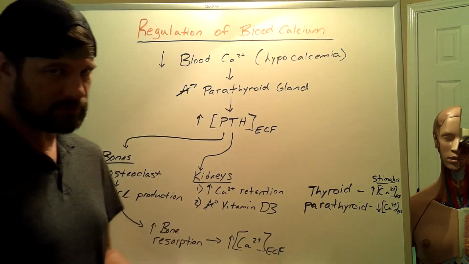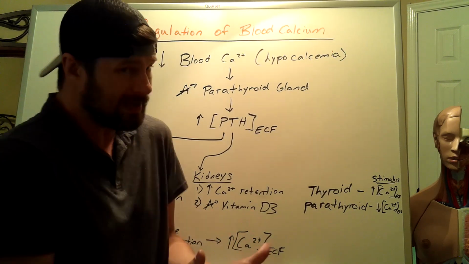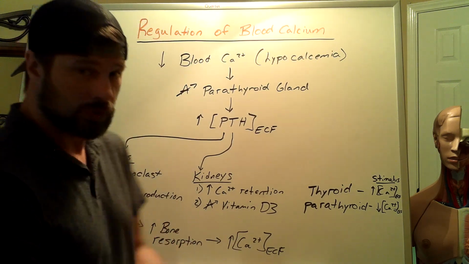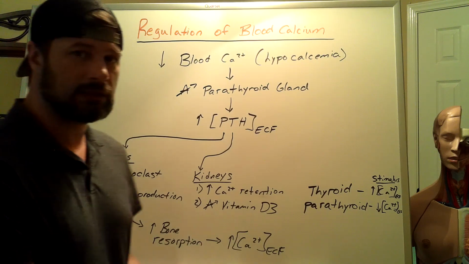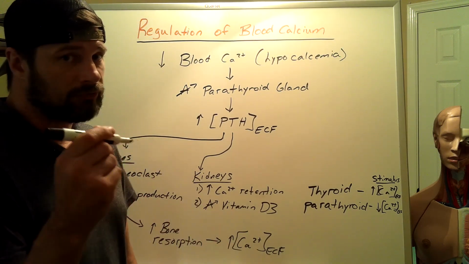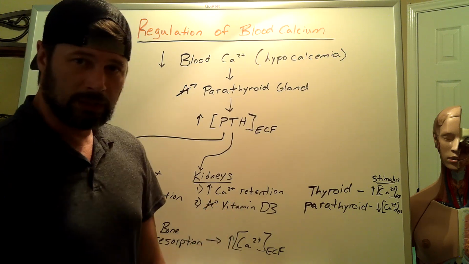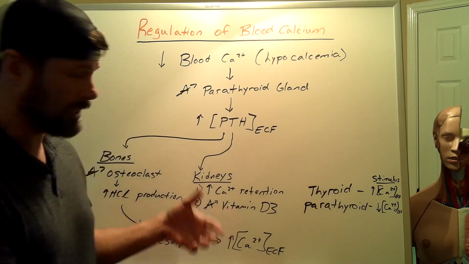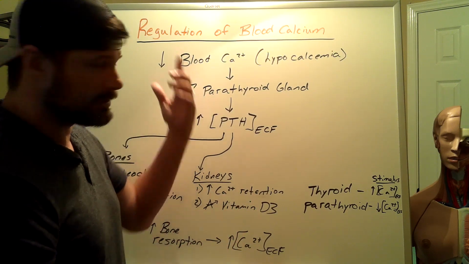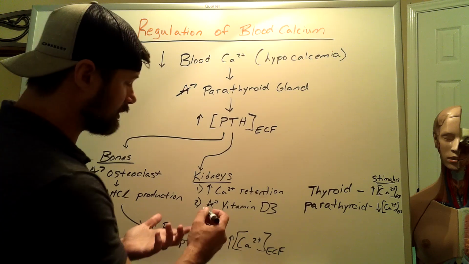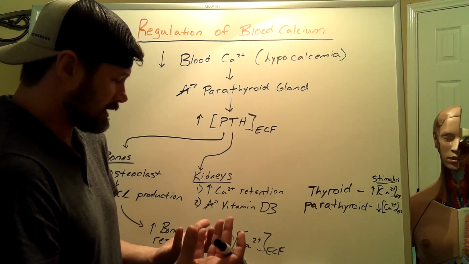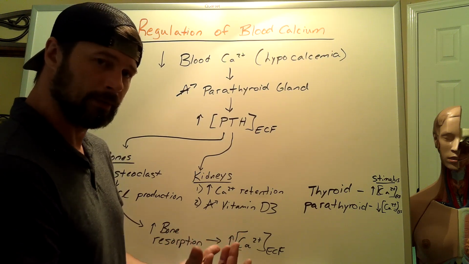So when you're asking yourself questions, make sure you're asking yourselves, what activates vitamin D3? The answer is PTH. What organ is vitamin D3 activated in? Kidneys. What's the function of vitamin D3? What do we know this entire system is trying to do? What was the stimulus? The decrease in blood calcium levels. Therefore, what is vitamin D3 going to do? It's going to try to bring blood calcium levels back up.